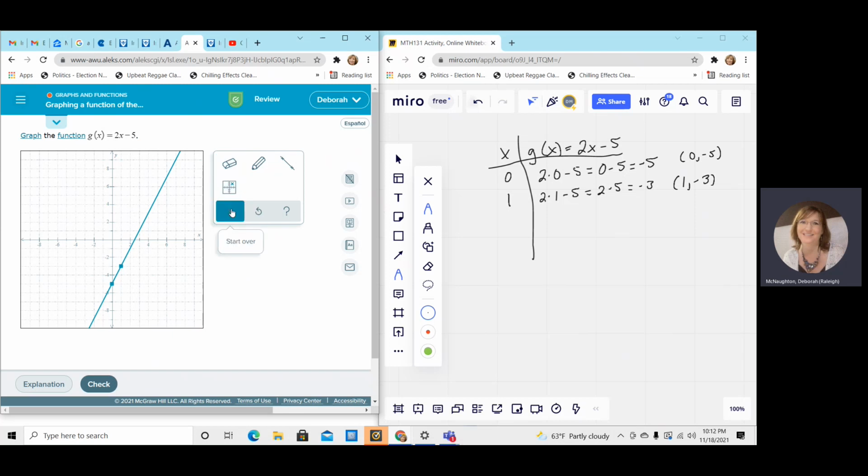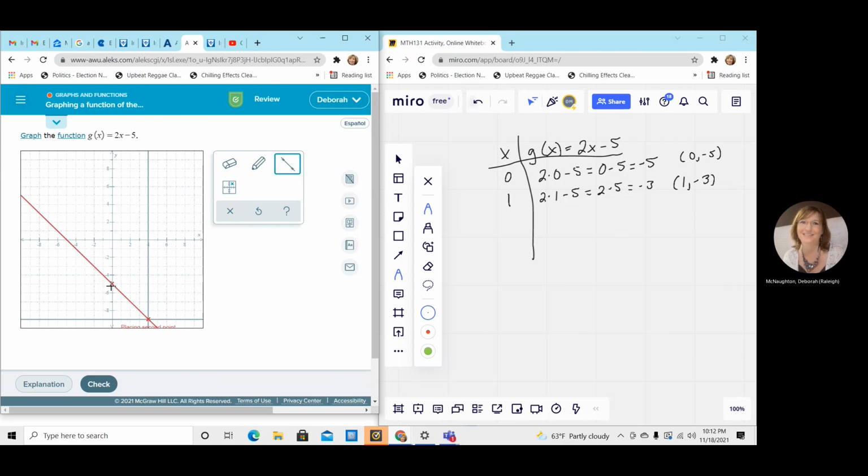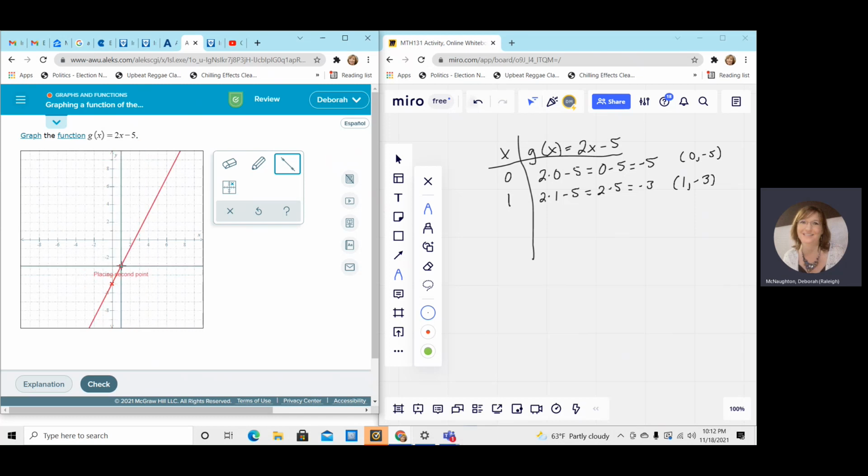Another way that we could graph this is we could start by knowing the fact that the y-intercept is -5. And then our slope is +2, which means we're going up 2 and to the right 1. So we start at 0, -5, right? And then we go up 2 and to the right 1, and there's our second point. So that's another way we can graph it. And notice it gives me the same answer, 0, -5, and 1, -3.